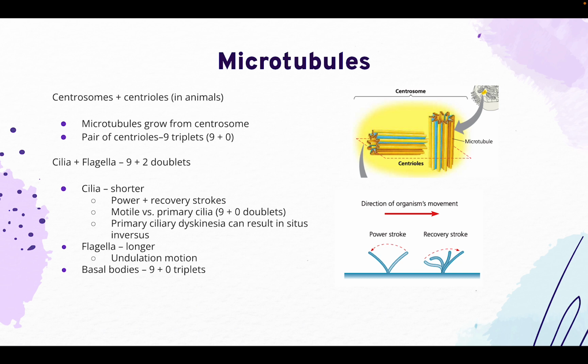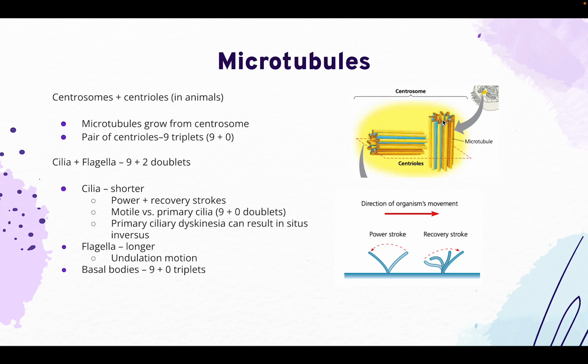So we have these things called centrosomes, and in them we've got these things called centrioles, and you only find this in animals. It looks kind of like this. But basically, you've got lots of microtubules growing from a centrosome in your cell, and the centrosome organizes all of those microtubules.